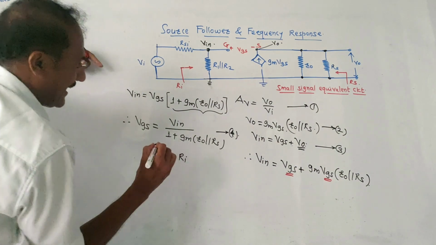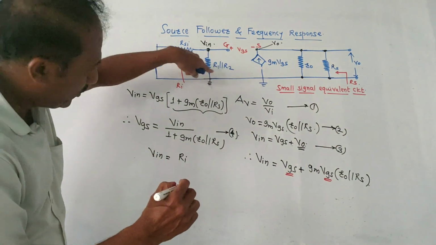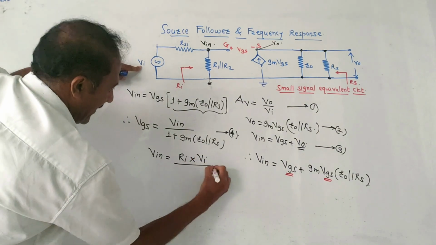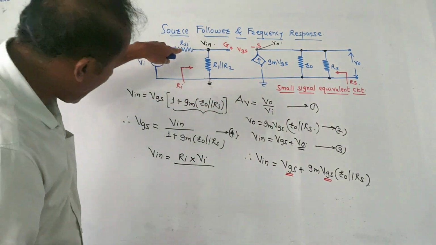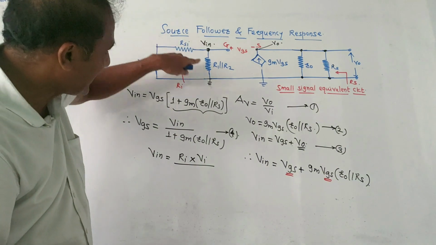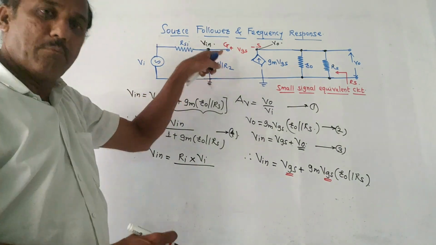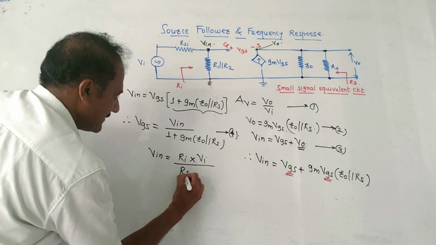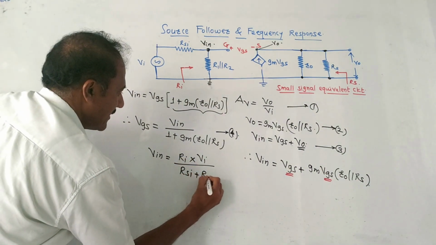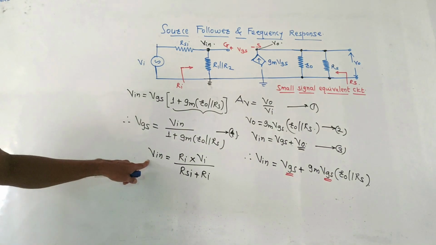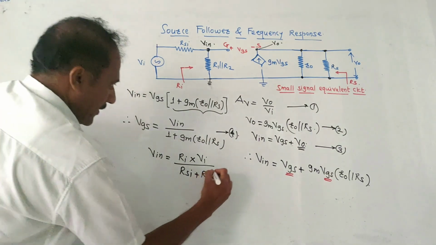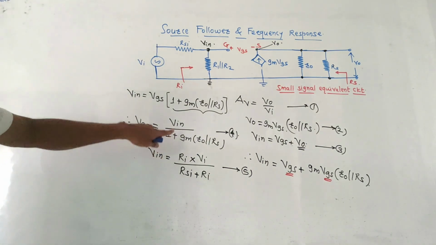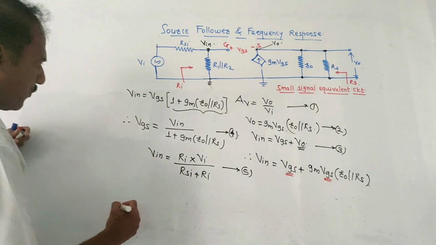मतलब I will write RI because this is R1 parallel R2, means RI into supply voltage. Supply voltage is VI divided by addition of resistance. Addition of resistance is basically RSI plus R1 parallel R2, but R1 parallel R2 is RI, so I will write it like this: RSI plus RI. This is the equation of V in. Now say this is equation number 5. Let us put equation of V in equation number 4.